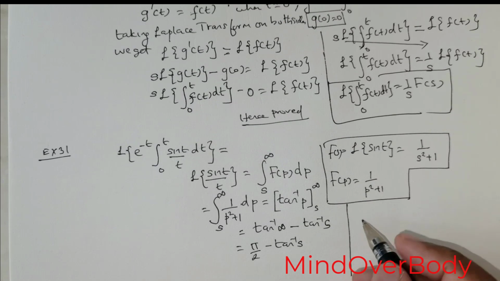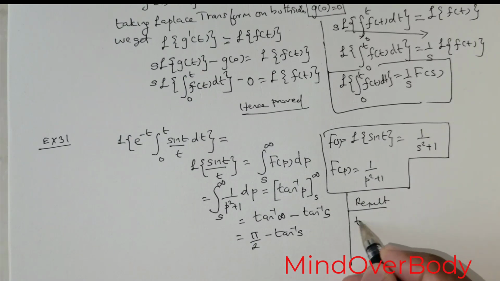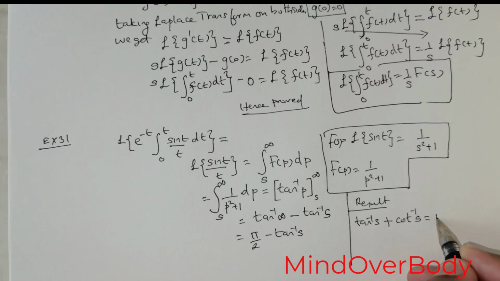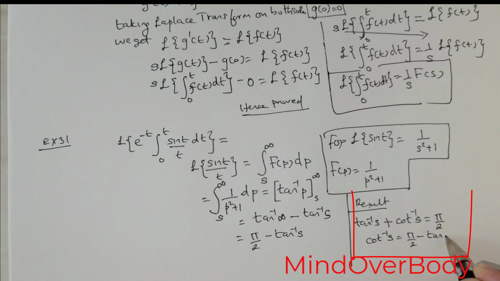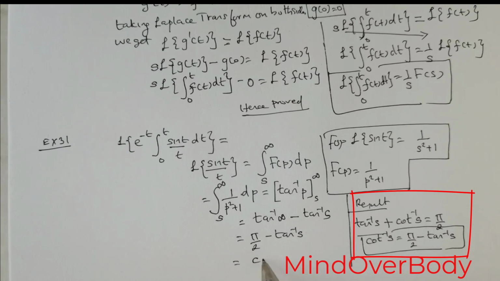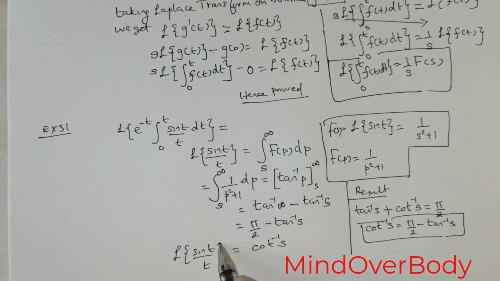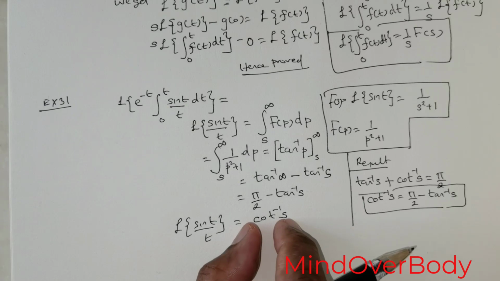Okay, now I wish to draw your attention to a result which I already know, which is tan inverse of s plus cot inverse of s is equal to pi over 2. So from here I can rewrite this as cot inverse of s is equal to pi over 2 minus tan inverse of s. So using this, this can be rewritten as cot inverse of s. So on the left I have Laplace transform of sin t over t. So now what I'm going to do is I would have to use this value over here.